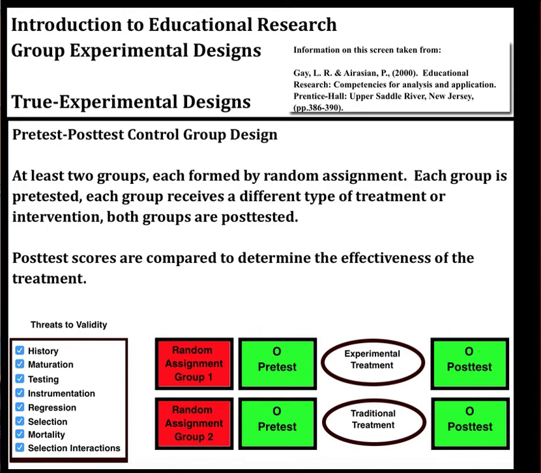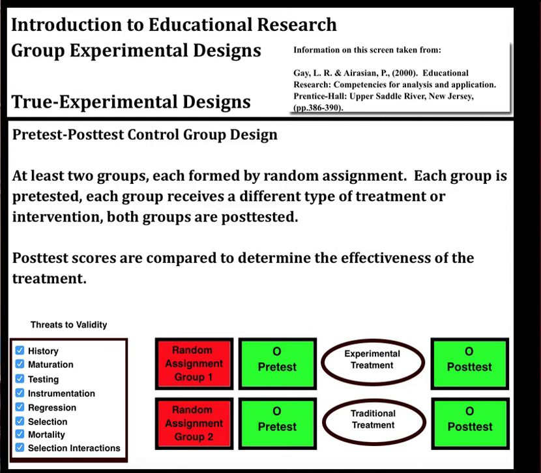Okay, our first true experimental design is referred to as the pre-test, post-test control group design, and it consists of at least two groups, each formed by random assignment. You can see in the red boxes, you have group 1 random assignment, group 2 random assignment. Each group is pre-tested, as you can see in the green box, and then each group receives a different type of treatment or intervention, and each group is post-tested. So you can see the graphic. The top group gets the experimental treatment, the bottom group gets the traditional.